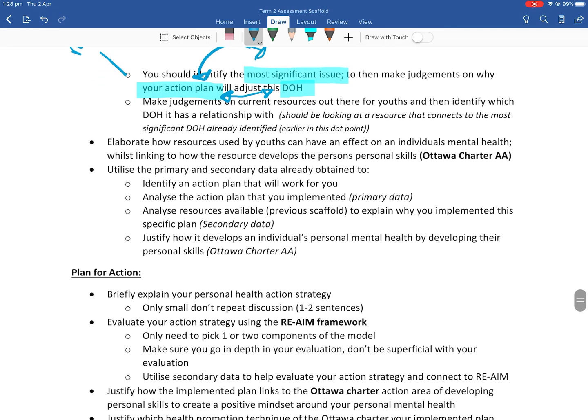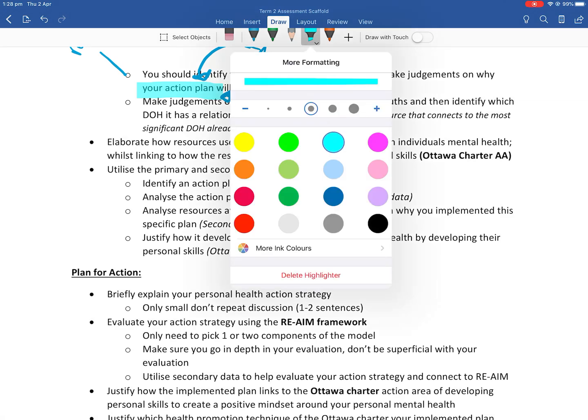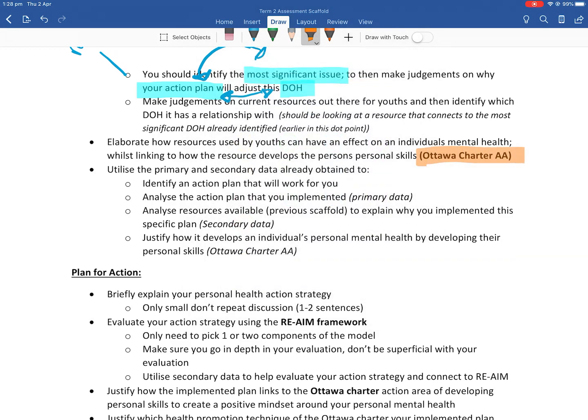Alright, moving on. We also need to elaborate on how resources used by you can have an effect on an individual's mental health, whilst linking to how the resource develops the personal skills of the Ottawa Charter. Remember, we will be needing to link to the Ottawa Charter, so that's another framework, which we're all well aware of. We used that quite a lot last term.